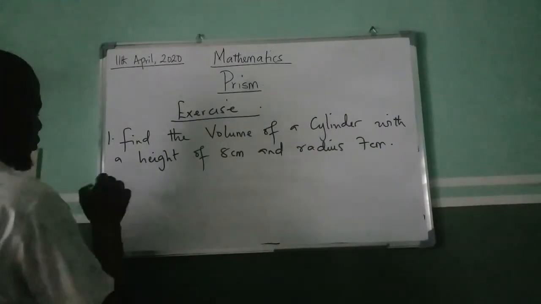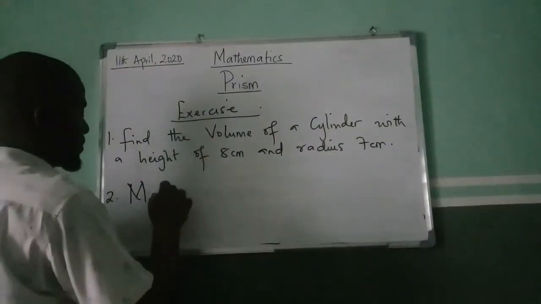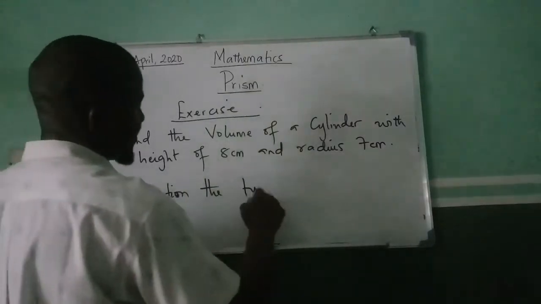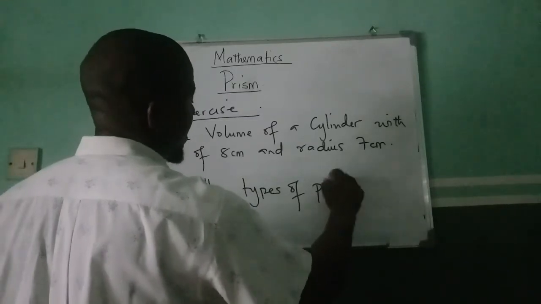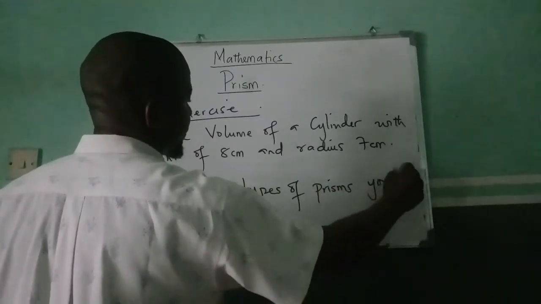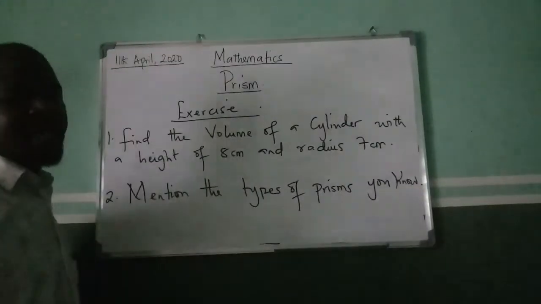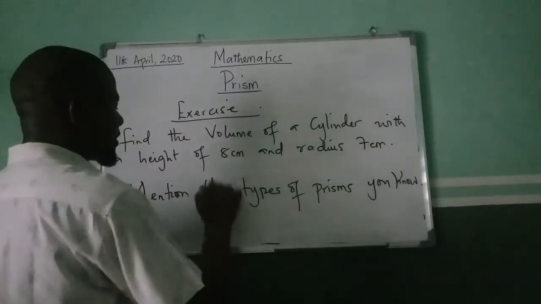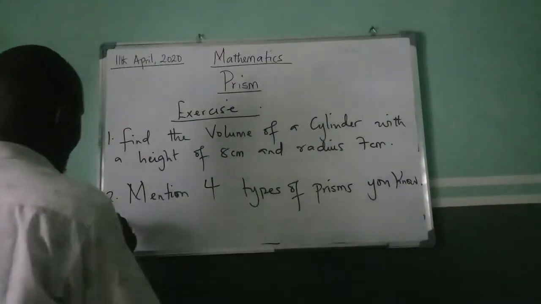Then number 2, mention the types of prisms you know. Okay? Mention the types of prisms you know. Or rather, let me say, mention 4 types of prisms you know, based on our earlier definition.